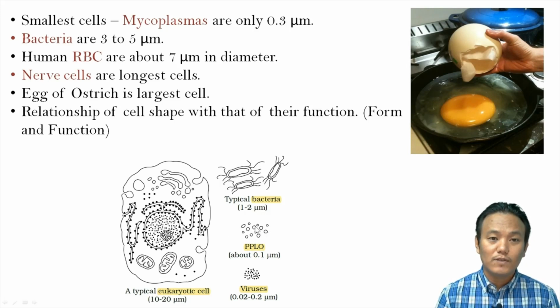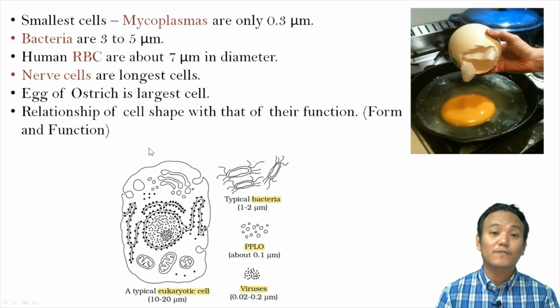They are very small, right? Maybe PPLO is a mycoplasma; we will see later on. About 0.1 micrometers, right? And we have viruses, which are much smaller than all of them, 0.02 to 0.2 micrometers. Viruses are much smaller than any known cells. Okay, so these are the size differences.